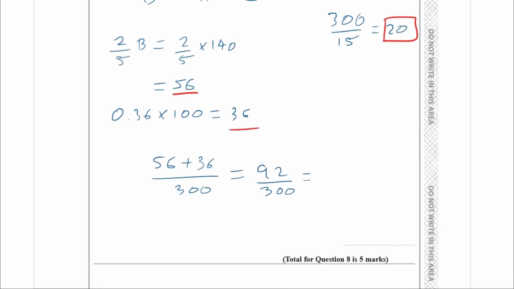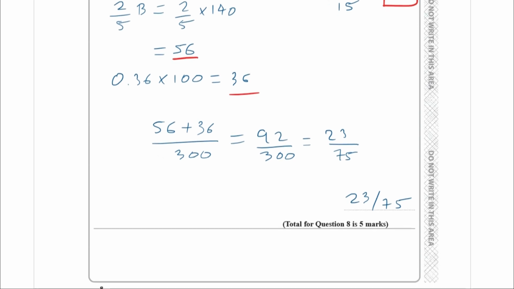However, 92 is divisible by 4, and probably not by 8, so let's go ahead and divide this by 4. So we know that 300 divided by 4 is going to be 75, and 92 divided by 4 is going to be 23. So this is 23 out of 75. 23 is a prime number, so this looks pretty good in terms of simplest form, and that's worth 5 marks here.